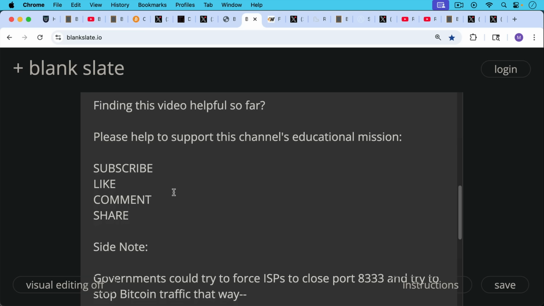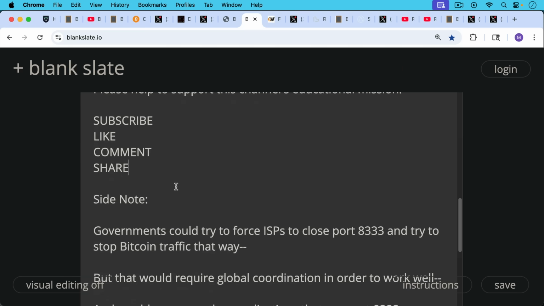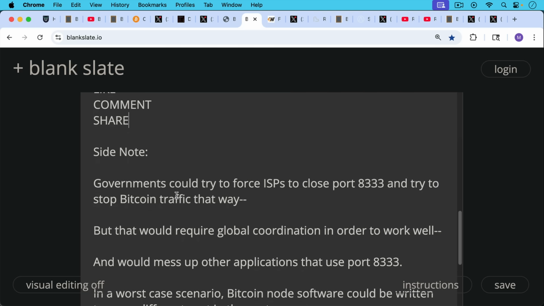In the past, we've talked about this as an attack vector, port 8333. Governments could try to force internet service providers, ISPs, to close this port and try to stop Bitcoin traffic in that way. But that would require global coordination from all the different governments in order to really shut it down globally and for it to work well as a measure.